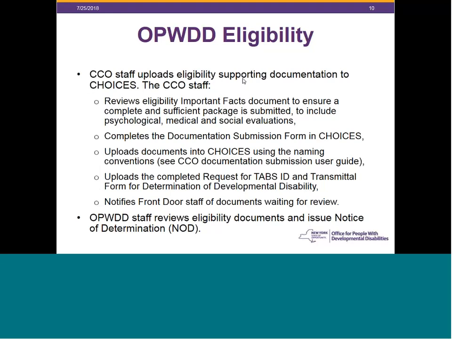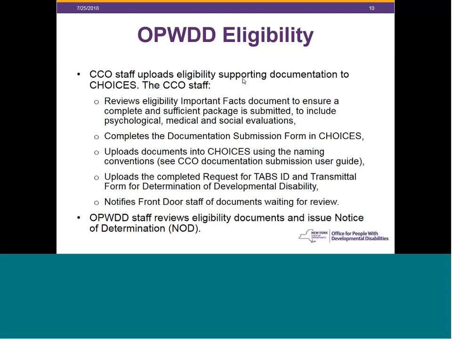You upload the completed request for TABS ID, what you saw just now, because remember, when you're completing it at first, you're only completing section 1 and 2 to request the TABS ID. But in order to have the eligibility determined, you need to complete the entire form. So what you're going to be uploading is all the supporting documentation that's required for eligibility, the completed request for TABS ID and transmittal form, and also completing that documentation submission form in choices.